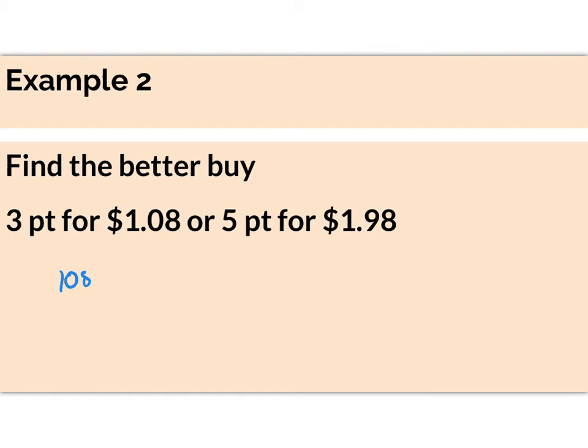So we have 1.08 divided by 3. 3 goes in. 3 times 3 is 9, 18, 6. So it's 36 cents, or 36 hundredths of a dollar, for 1 pint. Now let's check the $1.98 price in a different color.